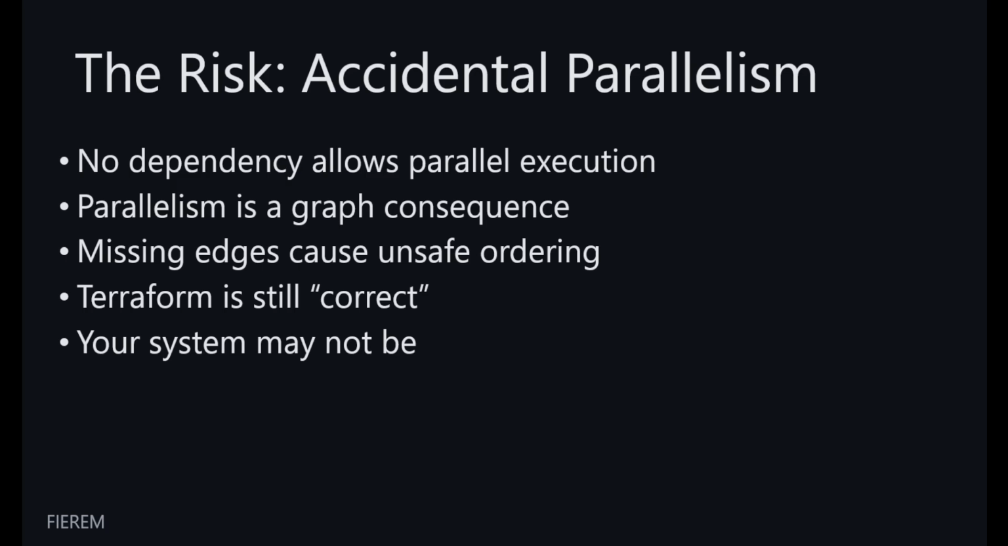When Terraform sees no dependency, it may act in parallel. Parallelism is not a bonus feature. It is a consequence of the graph. If the graph is missing edges, Terraform may do actions in an unsafe order. Not unsafe for Terraform, unsafe for your system. This is how outages happen with valid configurations.